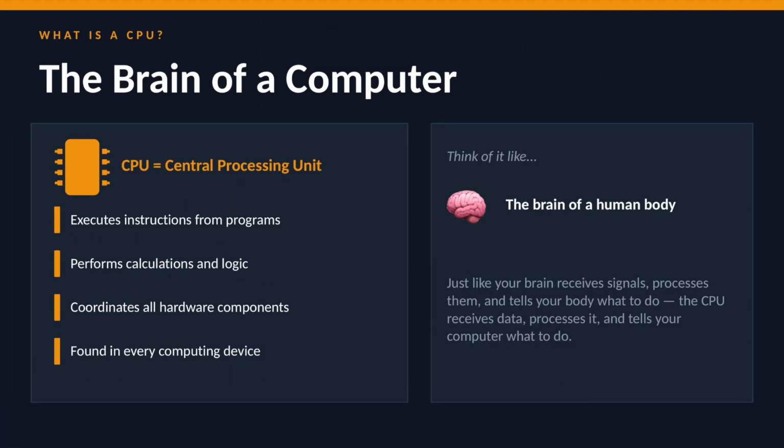So, CPU stands for Central Processing Unit. In simple terms, it is the brain of the computer. Think about how the brain works. It receives signals, processes them, tells the body what to do. The CPU does exactly that with programs. It takes instructions, processes them, directs the rest of the computer's components, and it is not just in laptops, phones, servers, smartwatches. Literally every computing device has a CPU.